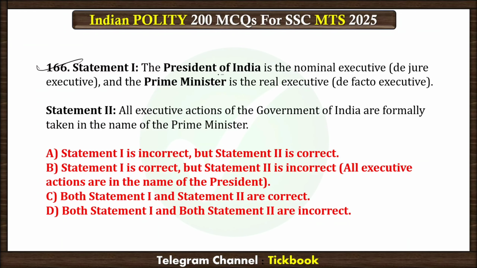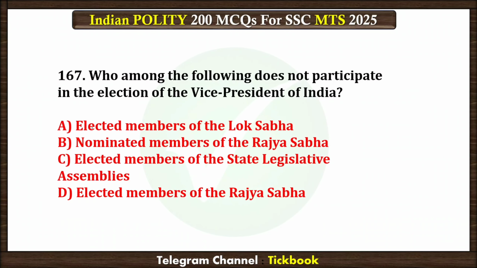166. Statement 1. The President of India is the nominal executive, de jure executive, and the Prime Minister is the real executive, de facto executive. Statement 2. All executive actions of the Government of India are formally taken in the name of the Prime Minister. Option number B, statement 1 is correct, but statement 2 is incorrect. All executive actions are in the name of the President, not the Prime Minister. 167. Who among the following does not participate in the election of the Vice President of India?